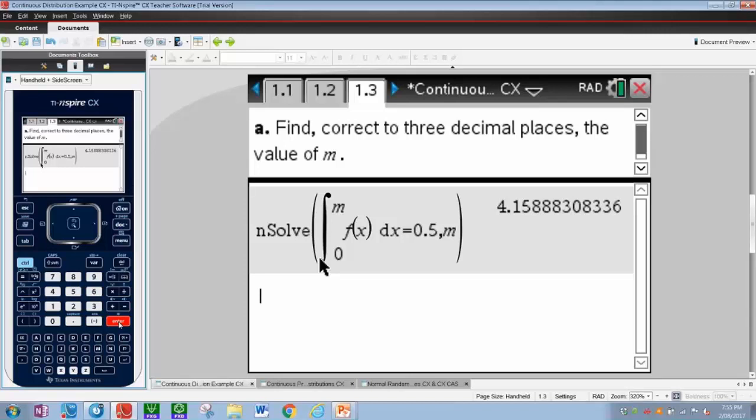So it's slightly different in the sense that we have to do an n-solve rather than a solve. But I think it's very similar in terms of the CX and the CX CAS. So you obviously don't have the algebraic facilities of the CX CAS, but you still have numerical abilities over here, which is good enough for most situations.